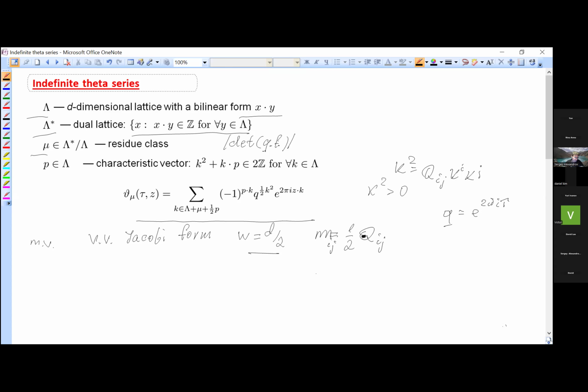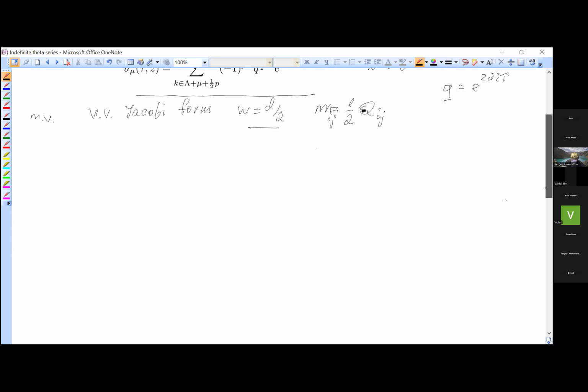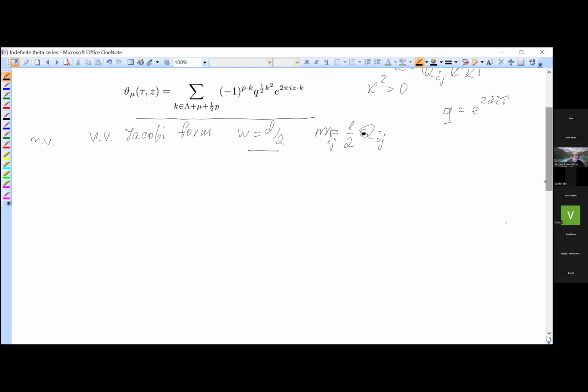So that's the standard fact. But now let's imagine that our quadratic form is not positive definite, that it has some minuses in the signature. What happens? Well, then this formula is not well defined, because for tau in the upper half plane, this sum is just not convergent. So the first problem we have is how to make it convergent.